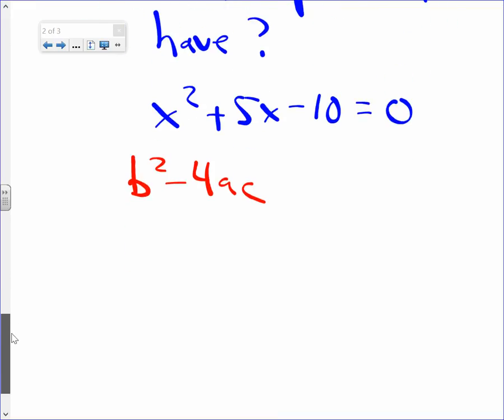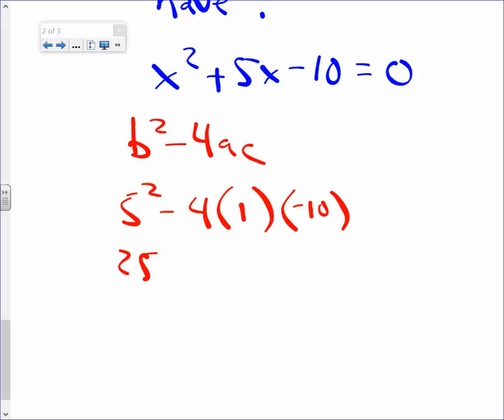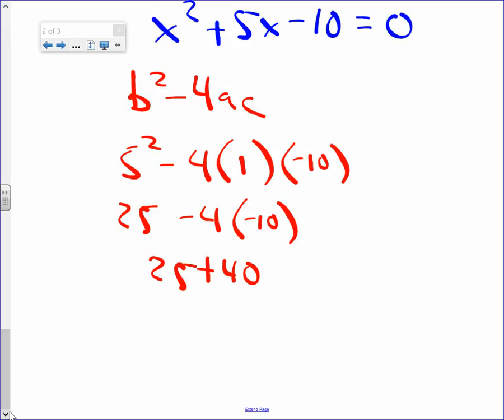Here we go. Can someone please tell me what my B value is? Awesome. 5. What's my A? Beautiful. C. We're rocking and rolling. Let's do it. Exponents first. So 5 to the second power, 25. Negative 4 times 1 is negative 4 times negative 10. Should I subtract or multiply? So it's going to be a positive 40 plus a 25. 25 plus 40, 65.